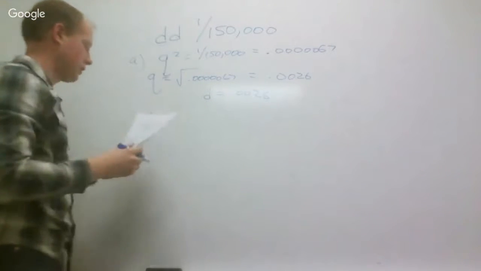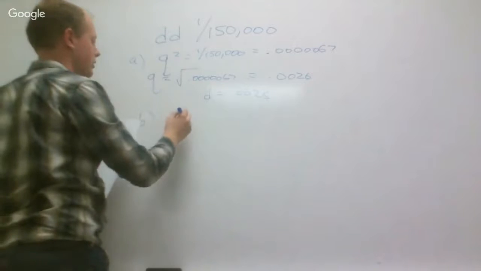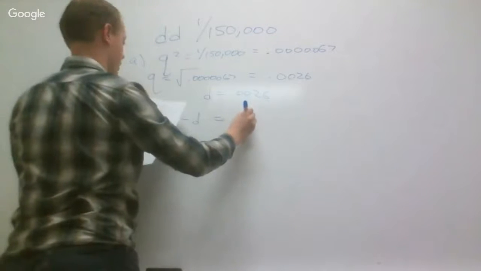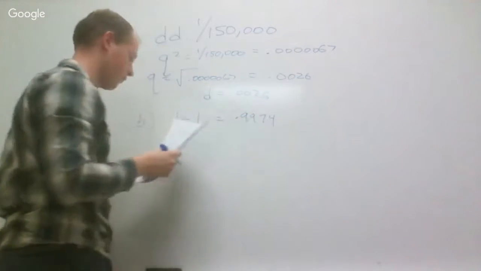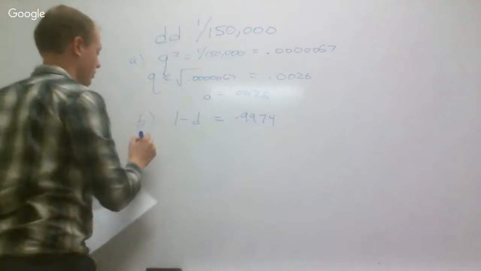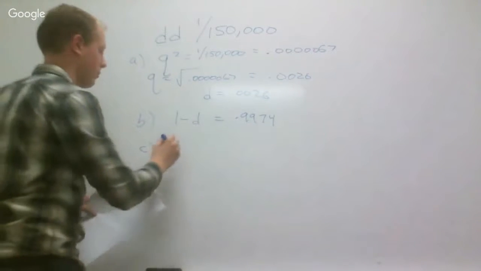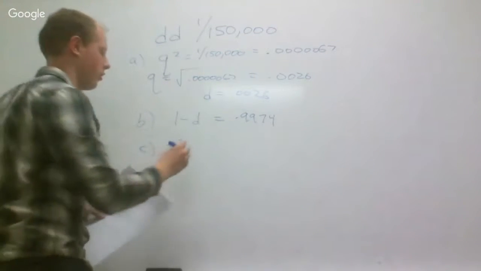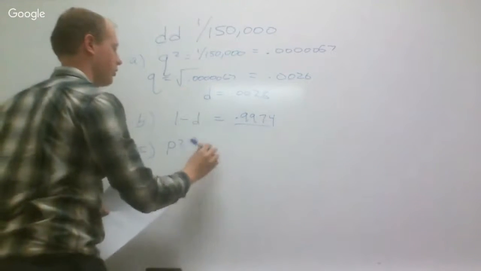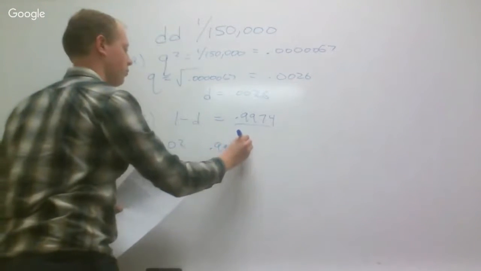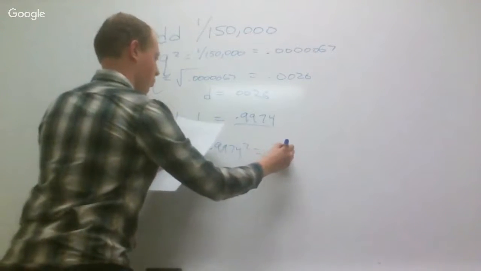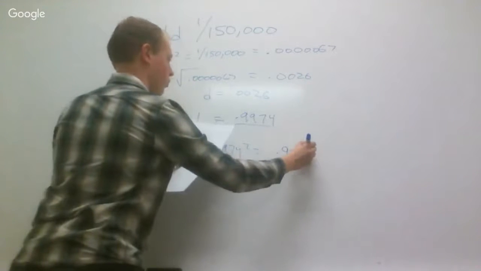For B, it asks what the frequency of the capital D allele is. That's easy, it's just 1 minus little d, which equals 0.9974. What is the frequency of the capital D genotype in the population? For that, capital D is the same as p squared in the Hardy-Weinberg. So we'll just take this number right here and square it. 0.9974 squared, and that'll equal 0.9948.